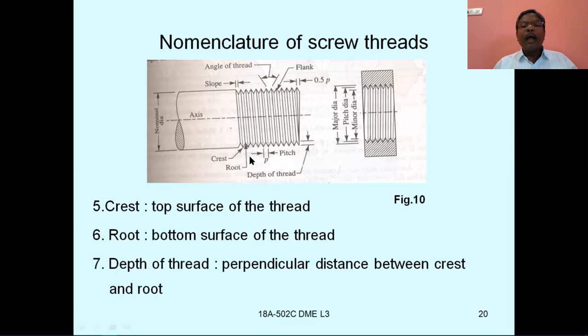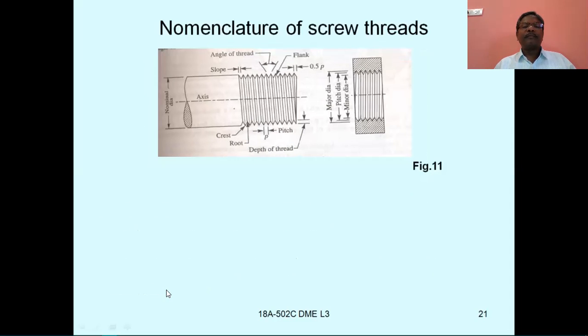And depth of thread. It is the distance from crest to root, perpendicular to the axis. This is the crest and this is the root, and the distance is normal to the axis. So the perpendicular distance between crest and root is called depth of thread.